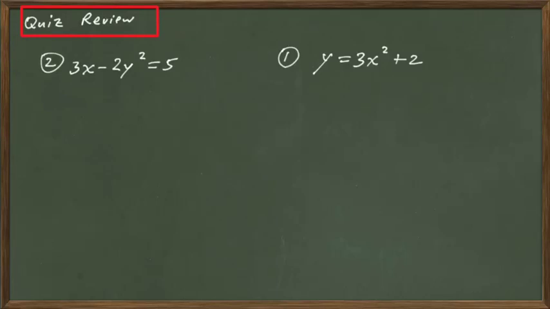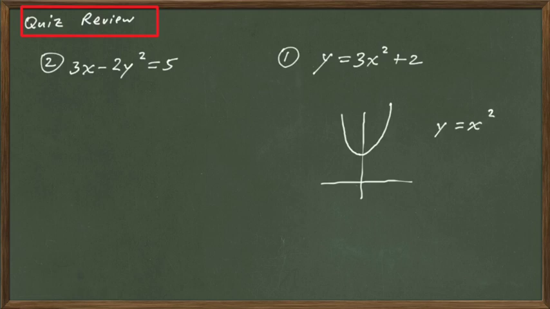Here we go. First one's number 1. We want to know if y is a function of x. I always say look at a graph. This is y equals x squared, which opens upward. If I draw a vertical line, it would hit it at most once. That means this is a function.